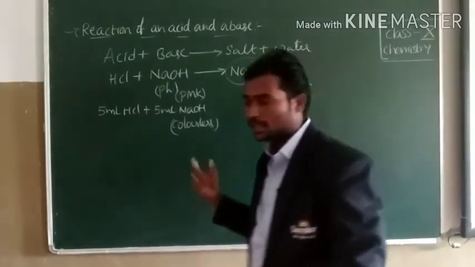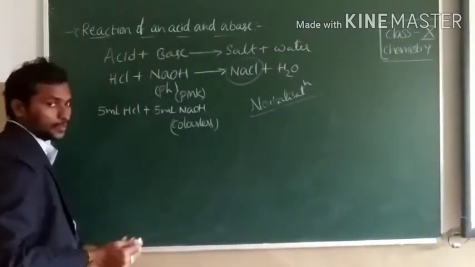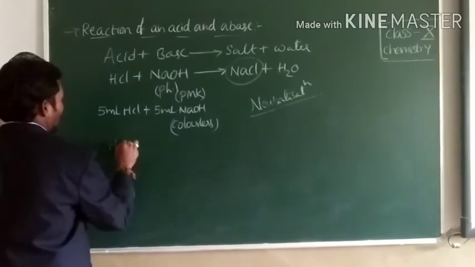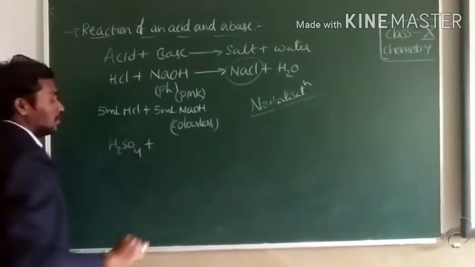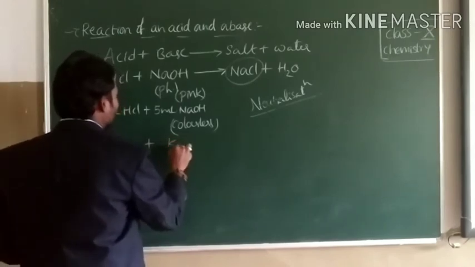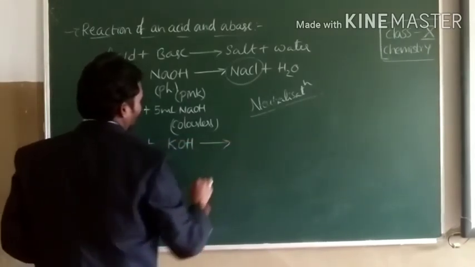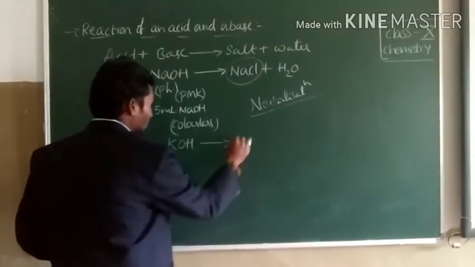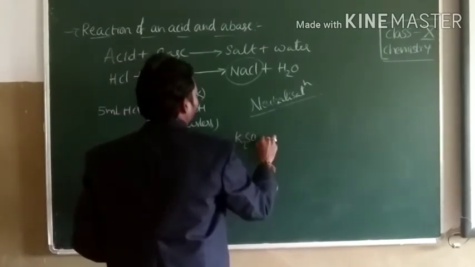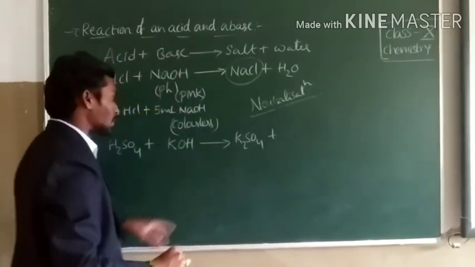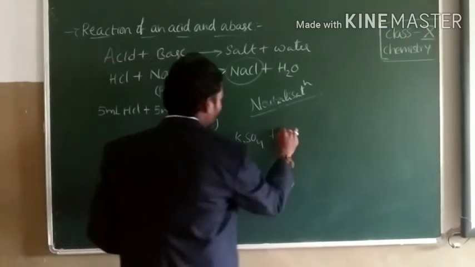When you do the activity with another set of acid and base, that is sulfuric acid, H2SO4, and base potassium hydroxide, it forms potassium sulfate, K2SO4, plus water, H2O.